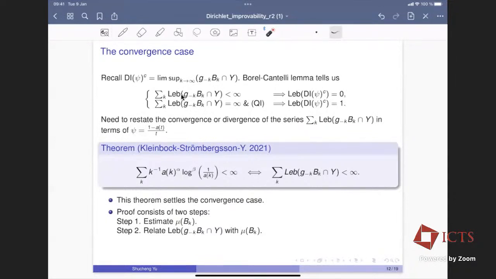Okay, so to prove this theorem, we have to use two steps. The first step is we will need to estimate the Haar measure of our shrinking target. B_k is some set in the homogeneous space. So the first step is to compute the Haar measure of this set, but that's not really the object that we care about. We care about this in the Haar measure. So the second step is we have to relate this Haar measure to the Haar measure of this intersection.